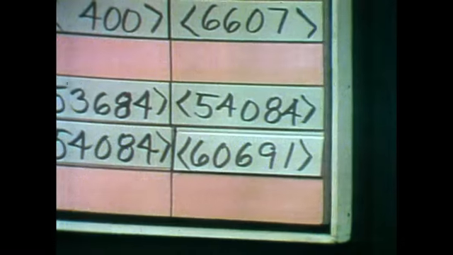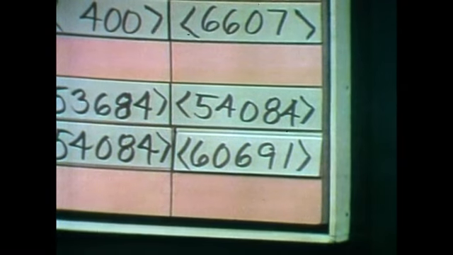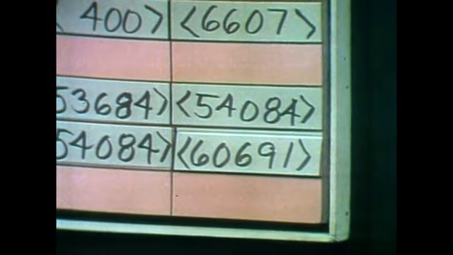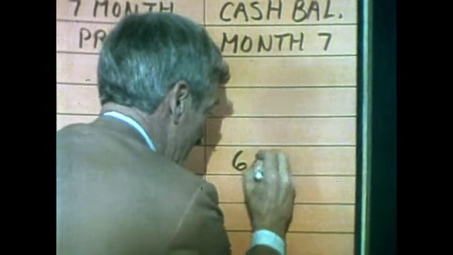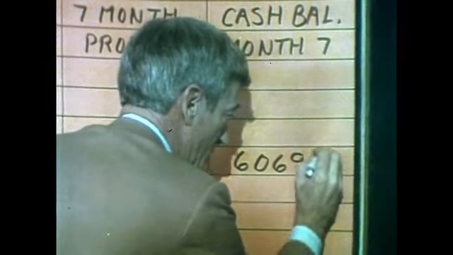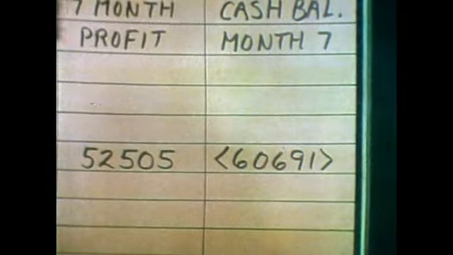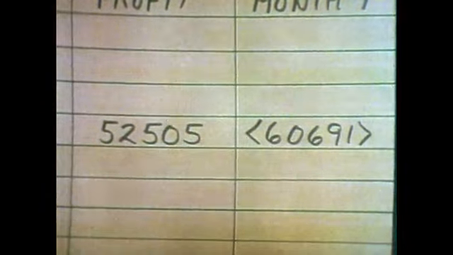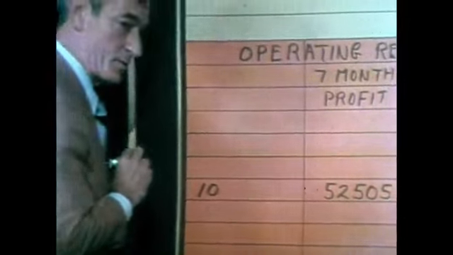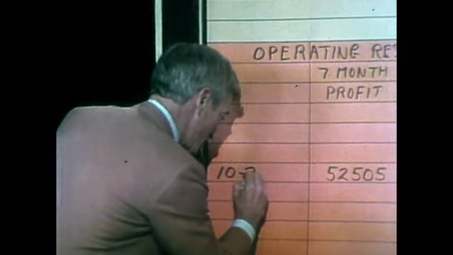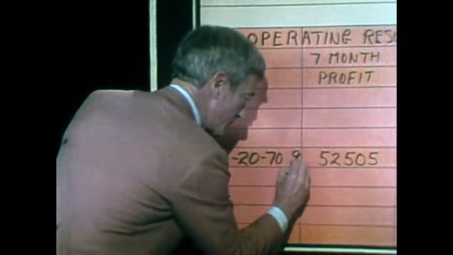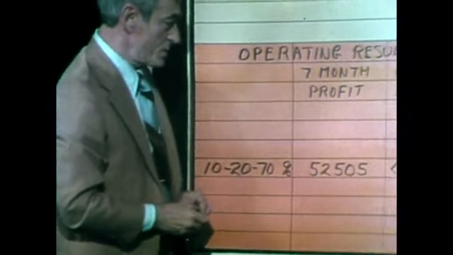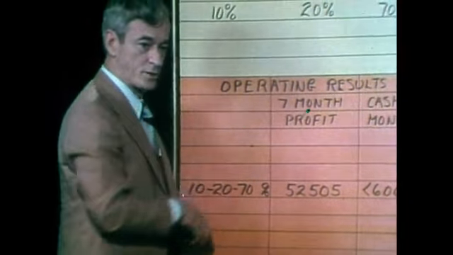What was the cash balance over there in month number 7? Well, if you look at the revised forecast, it's $60,691, and of course that was an overdraft. An overdraft of $60,691. That's correct, at the end of month number 7. Now, that was for the case when 10% of the people pay you 1 month after the sale, and 20% pay you 2 months after the sale, and 70% of the people pay you 3 months after the sale. That's correct.